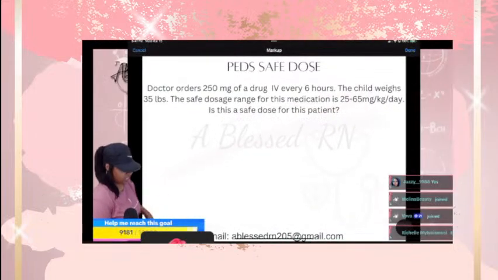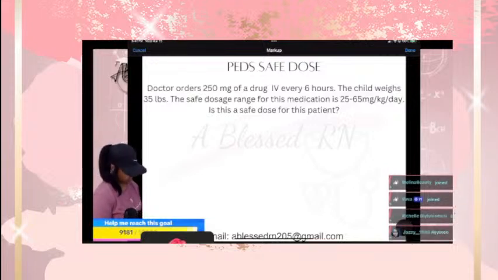Okay. Peds, safe dose. Doctor orders 250 milligrams of a drug IV. I told you it's stuck in there now. The child weighs 35 pounds. Safe dosage range for this medicine is 25 to 65 milligrams per kilogram per day. Is this a safe dose for this patient?